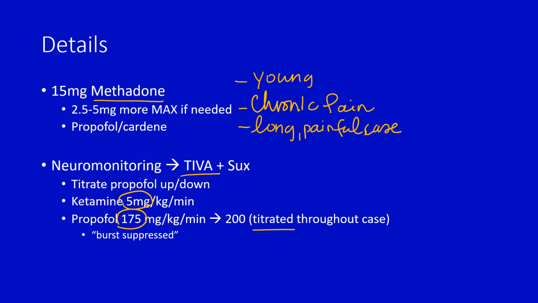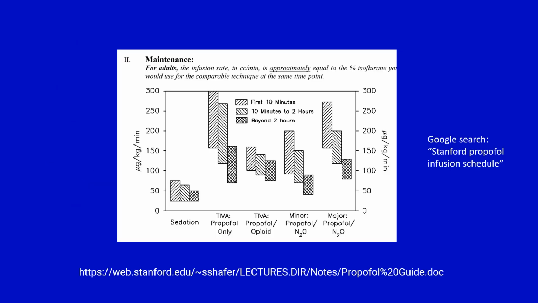Neuromonitoring will tell you when you become burst suppressed, so make sure to wean your propofol down accordingly. I usually wait to wean it down until after they've started because that initial incision tends to be the most stimulating part of the case. Let me correct that, initial incision and exposure.